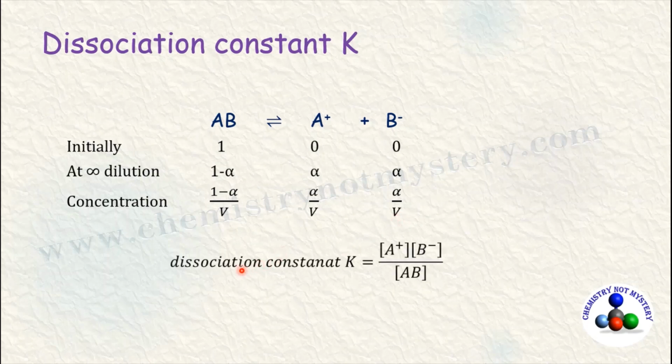Now when you calculate the dissociation constant K for AB electrolyte, you will get concentration of A plus ion multiplied by concentration of B negative ion divided by concentration of AB. Now place the value of concentration in this formula. Concentration of A plus ion is alpha over V, and the concentration of B negative ion is alpha over V divided by 1 minus alpha over V. It is the concentration of AB electrolyte.